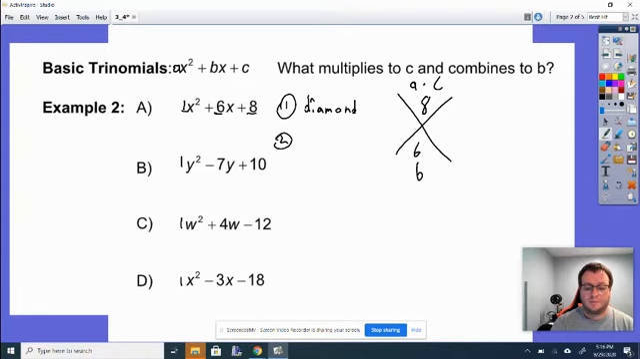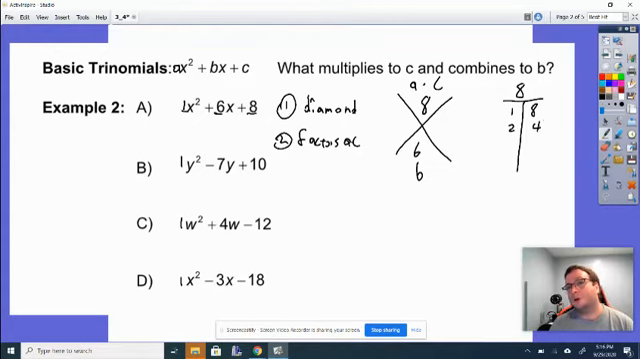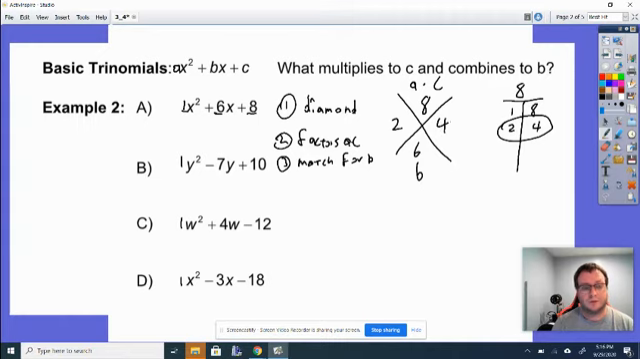My next step, I want to find my factors of a times c. So I want to make a factor tree. 8. So I've got 1 and 8 and 2 and 4. At this step, I want to look at my factors and figure out which one adds up to give me b. So match for b. In this case, 2 and 4. So I'm going to put 2 over here, 4 over here.